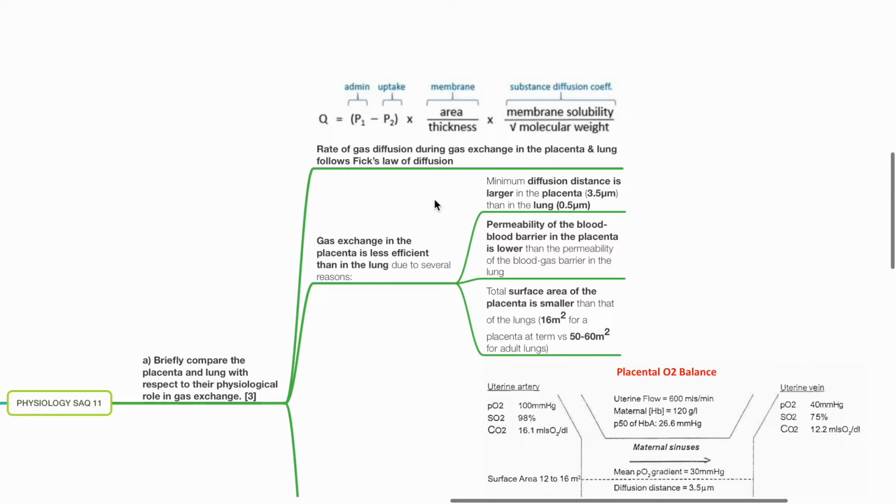Minimum diffusion distance is larger in the placenta, 3.5 microns, than in the lung, 0.5 microns. Permeability of the blood-blood barrier in the placenta is lower than the permeability of the blood-gas barrier in the lung. Total surface area of the placenta is smaller than that of the lungs, 16 meters squared for the placenta at term versus 60 meters squared for adult lungs.